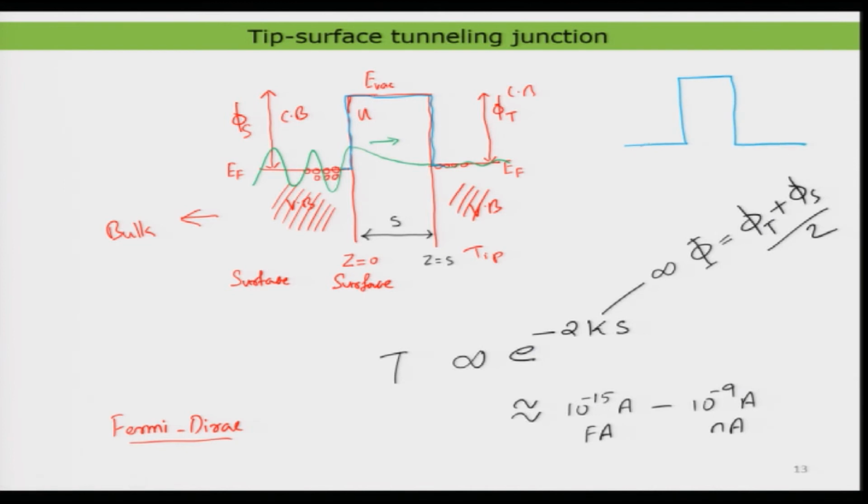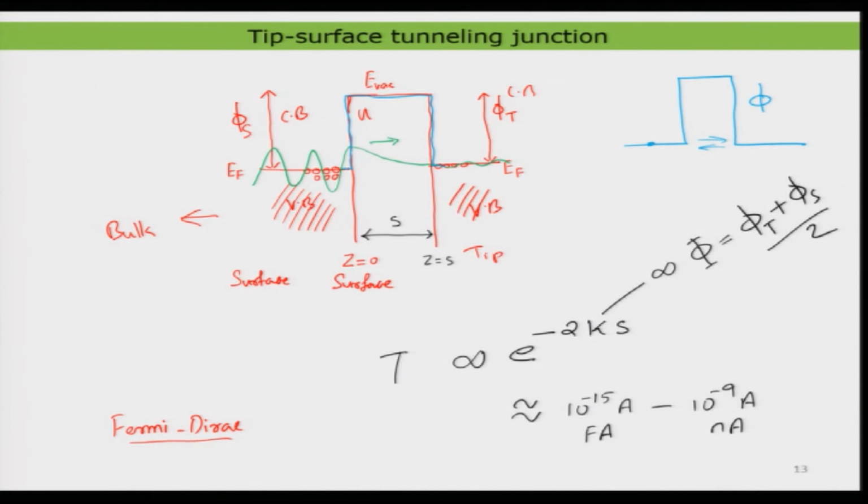Now you have electrons here, and the electrons want to move in this direction or in this direction. This is the thing, and the barrier height is actually defined by the work function of the material itself.